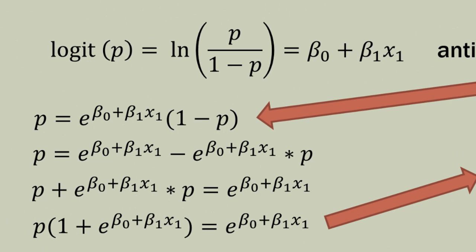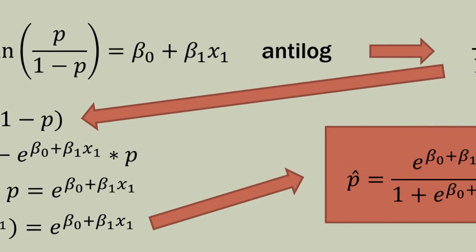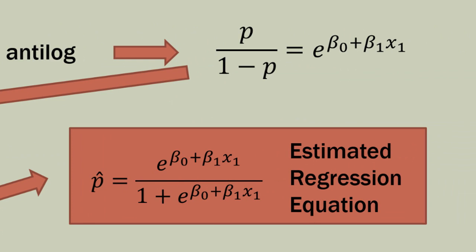Now we continue with that over here on the bottom left. We move some things around, do some very basic algebra, and we end up with p hat equals e raised to the power of the linear function of the independent variables divided by 1 plus that. And that is our estimated regression equation in logistic regression. And what this will allow us to do is, when we run this regression in Minitab or R or whatever else, we are going to get back our coefficients, and then we can use those coefficients to find p hat, or the estimated probability.